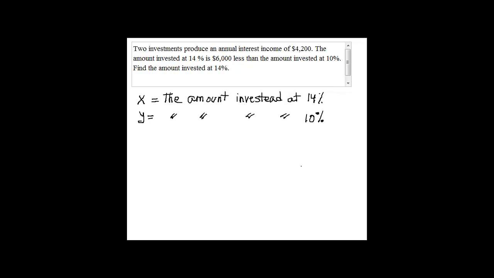Now, we know the relationship between X and Y here. Can anybody give me the relationship between X and Y when we know the amount invested in the 14% account, which is X, is $6,000 less than the amount invested in 10%?